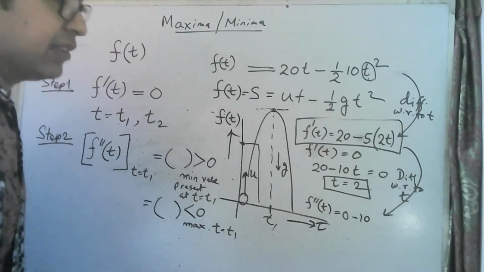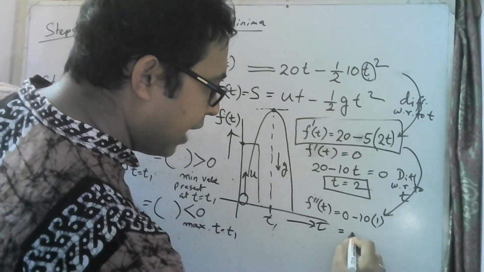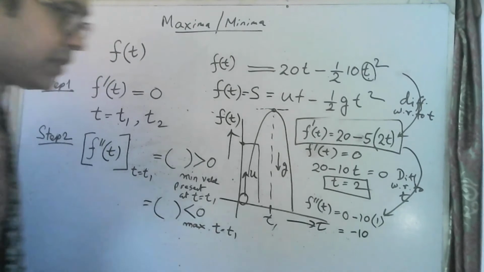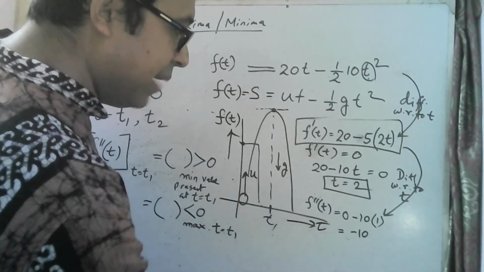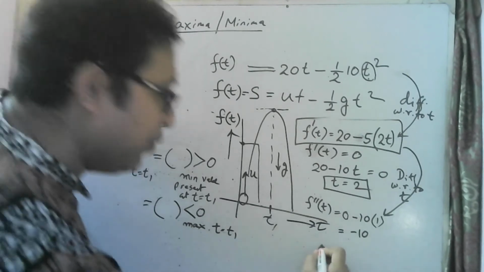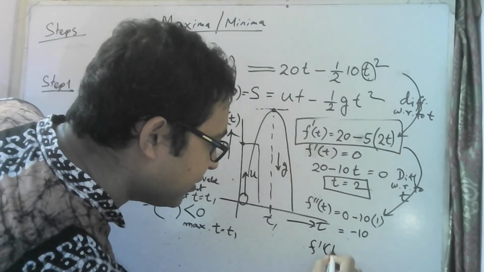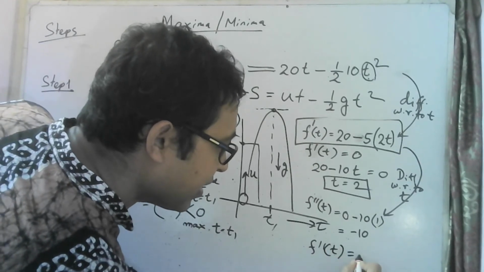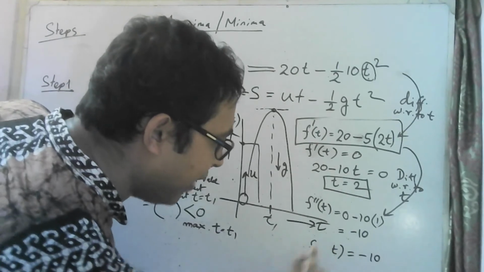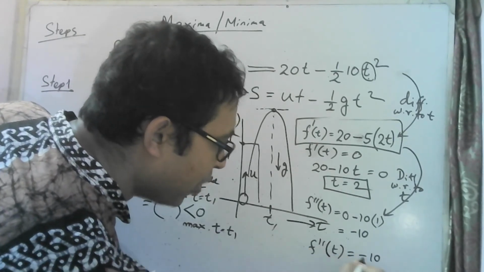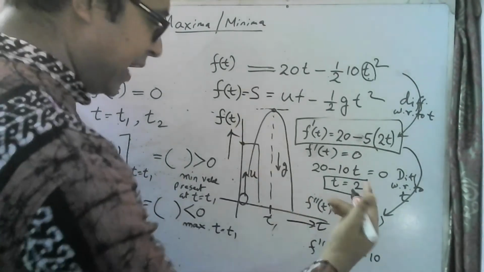So differentiation of t is what? 1. So now this is minus 10. Okay, so this f dash t becomes a function. So if we write this f double dash t, this becomes a function or equation like what? A constant value, that is minus 10. So this is a typical equation.